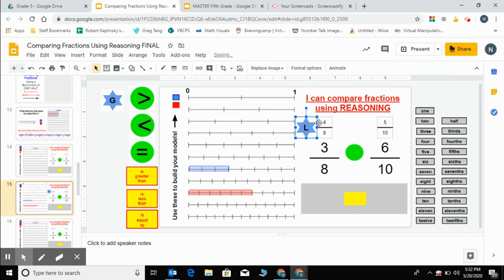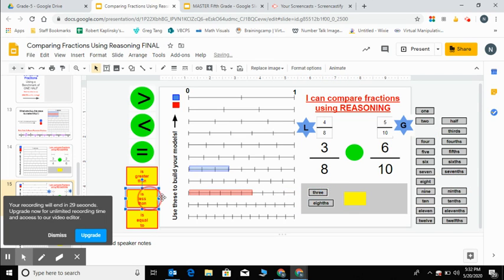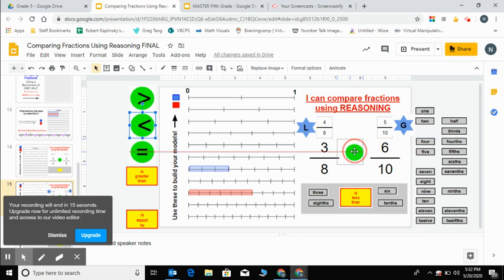I'm going to drag over my L. If 5/10 is a half, then 6/10 must be greater than a half. So now I can read my comparison here. 3/8 is less than 6/10. So let me go ahead and drag what I need to actually say that. 3/8 is less than 6/10. And finally, I'll drag in my inequality symbol with the larger opening facing the greater fraction.